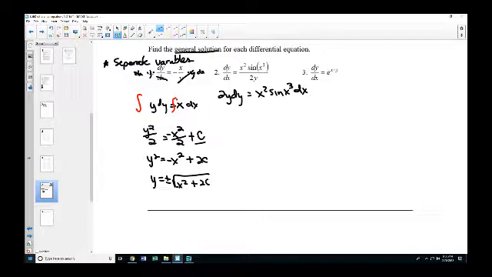Okay. And then, how about this one here? It's best to rewrite it. How can I rewrite e to the x minus y? With our exponent rules. It's e to the x divided by e to the y.